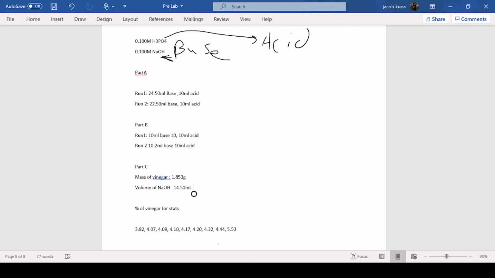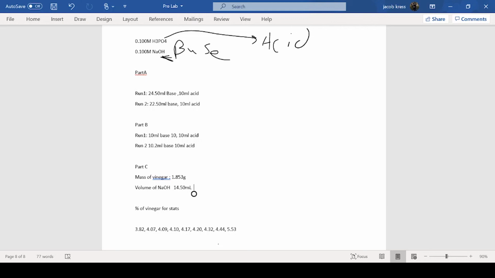So you guys can see for run 1, we're going to use 24.50 mils of the NaOH. And for run 2, we're going to use 22.50, each of which are going to have 10 mils of acid in it. Part B, we're going to have 10 mils of NaOH to start and 10.2 mils in run 2, and again 10 mils of acid to start.